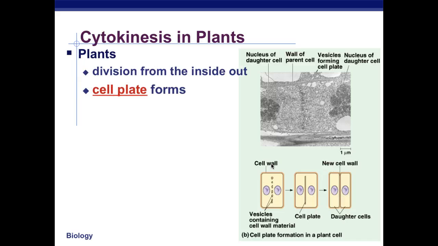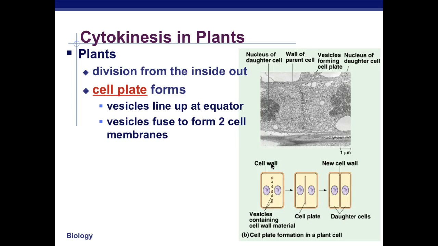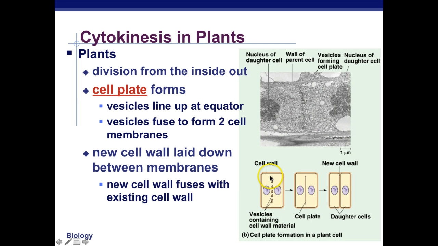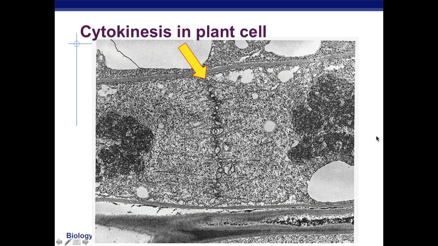Cytokinesis in plants is a little different. The division is from inside out. So the plant cells form a cell plate. The vesicles line up at the equator, and the vesicles fuse to form 2 cell membranes. The new cell wall is laid down between the membranes, and the new cell wall fuses with the existing cell wall. So it'll start off as little vesicles containing cell wall material. The cell plate will form, and then you will develop the two daughter cells. So that's cytokinesis in a plant cell.